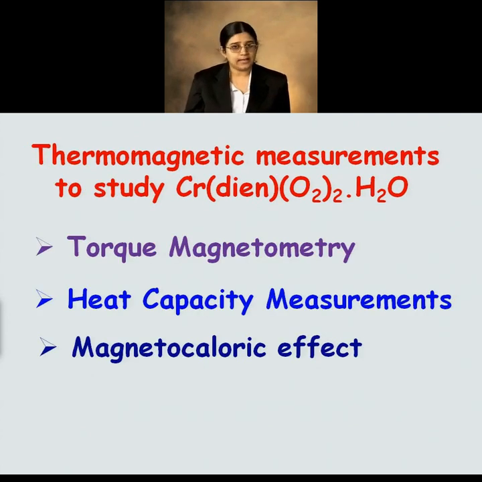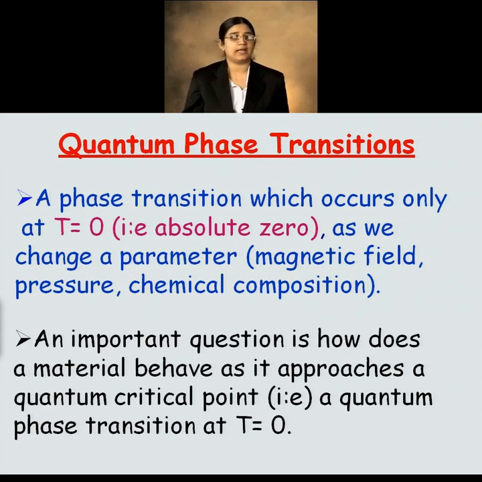The major techniques we used to study this chromium-diene system were torque magnetometry, heat capacity measurements, and magnetocaloric effect measurements. And in today's talk, I would focus on the heat capacity and the magnetocaloric effect measurements. The next slide explains what quantum phase transitions are.